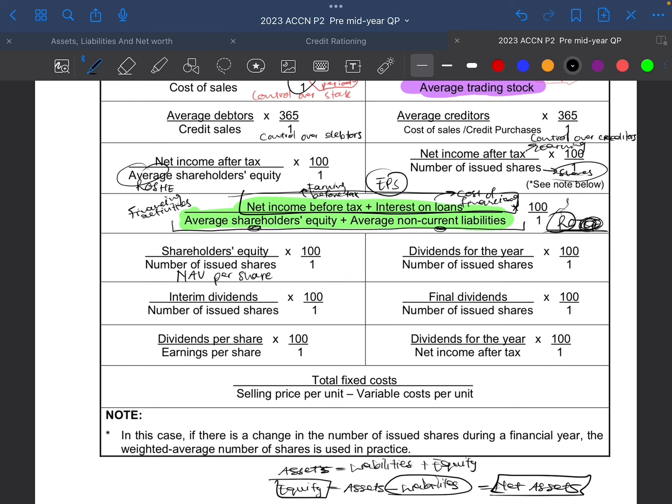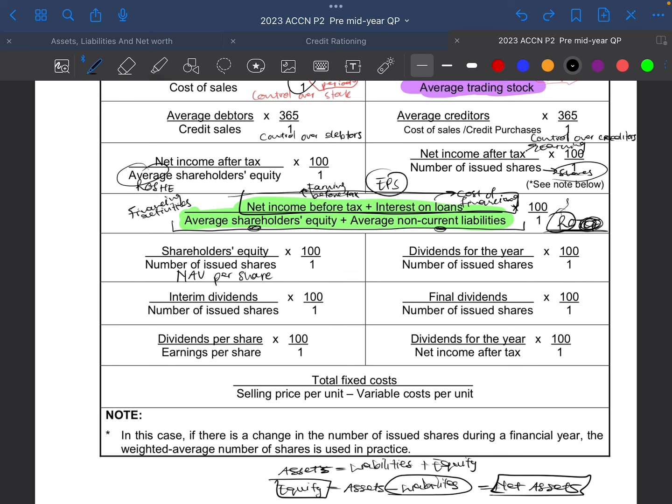That is why here they say shareholders' equity over the number of shares issued. So you want to see what's your equity per share. Like if the company was to be, let's say, liquidated, each shareholder would be getting a certain value of the net asset value. That is why it's called the net asset value per share, like how much each share is worth. That's another approach to it.